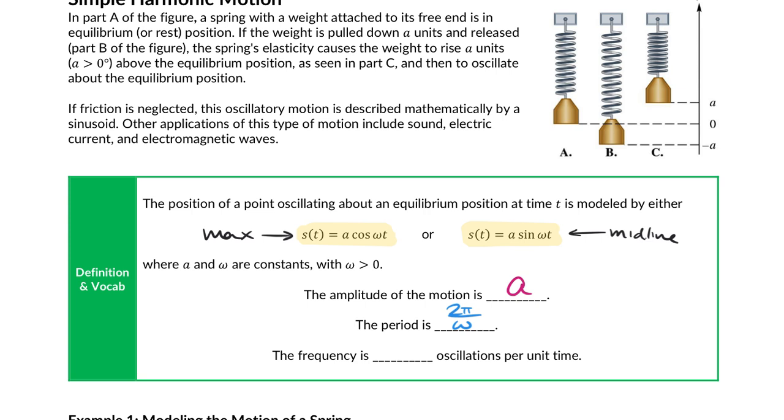Now, period is the reciprocal of the frequency. So if the period is 2 pi over omega, then the frequency is omega over 2 pi. All we have to do is flip the period over and we have the equation for frequency, which is the number of oscillations per unit of time. In this case, it's the number of oscillations in 2 pi radians, so per 2 pi.